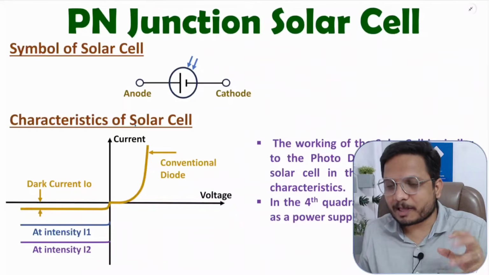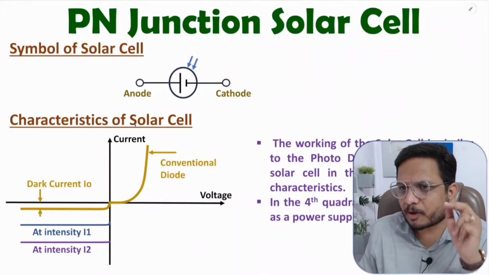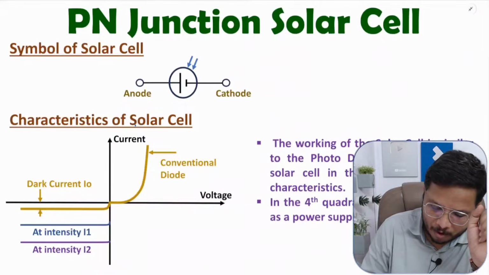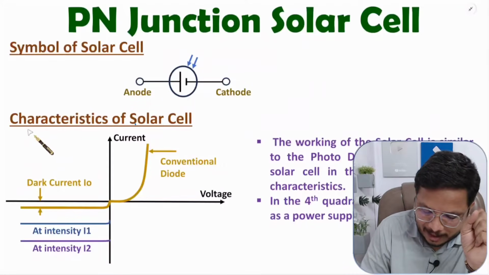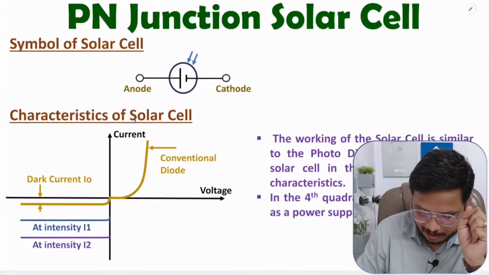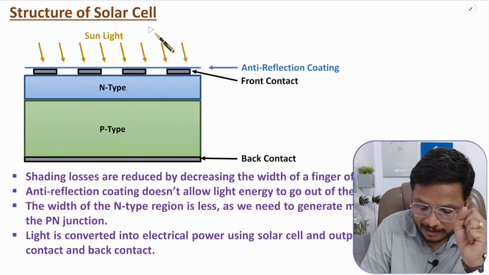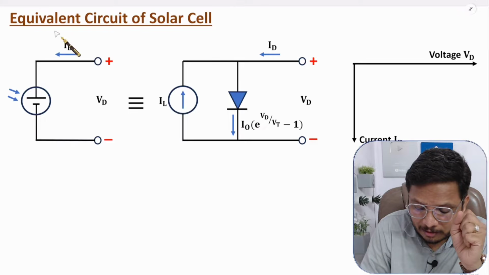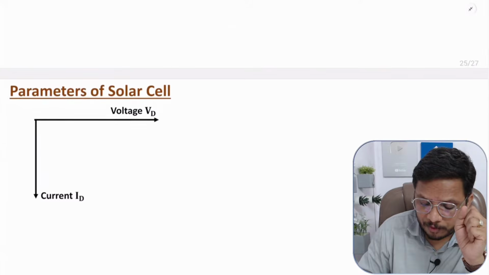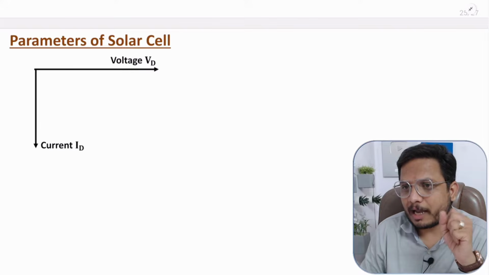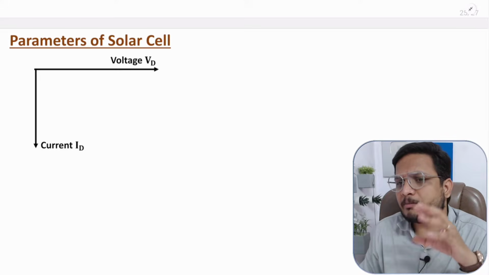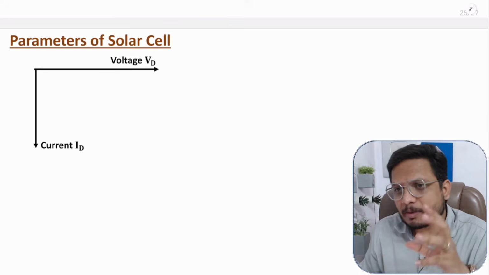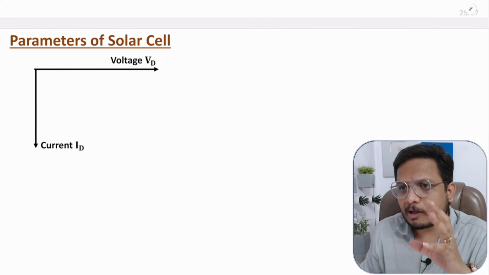In this video, I am going to explain the PN junction solar cell. Before I start with the explanation, let me show you how many things I am going to cover in this video. First, I'll be discussing the symbol of solar cell. Then we'll see the characteristics of solar cell. After that, I'll explain the basic structure of solar cell. Then I'll explain the equivalent circuit of solar cell, and based on this equivalent circuit, we will be observing a few essential parameters of solar cell. And in upcoming videos, I'll be solving some interesting questions based on solar cell in which we'll be using those parameters. So let us begin this video with the first point, that is the symbol of solar cell.